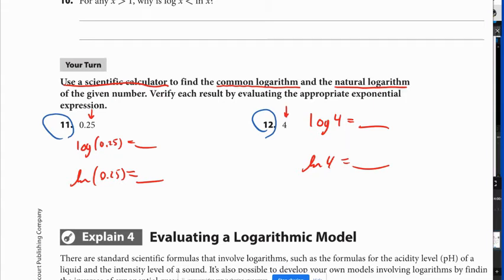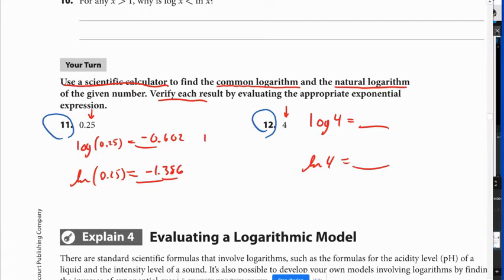Okay, so the common log of 0.25 is negative 0.602. They said, let's see, what did they say to round to? They didn't. So we'll just put 602. And then the natural log of 0.25 is negative 1.386. It says verify by using the appropriate exponential expression.